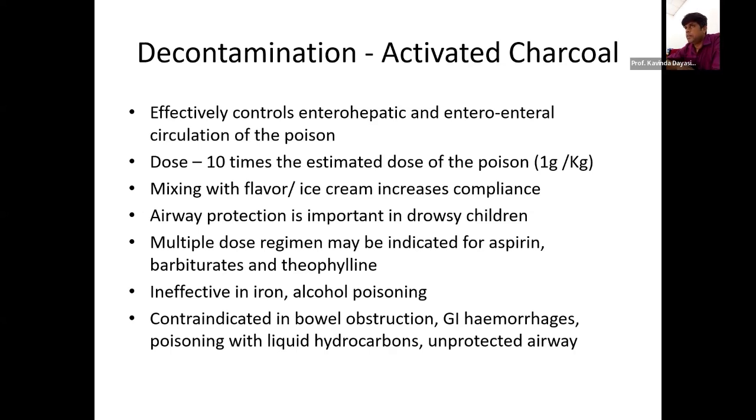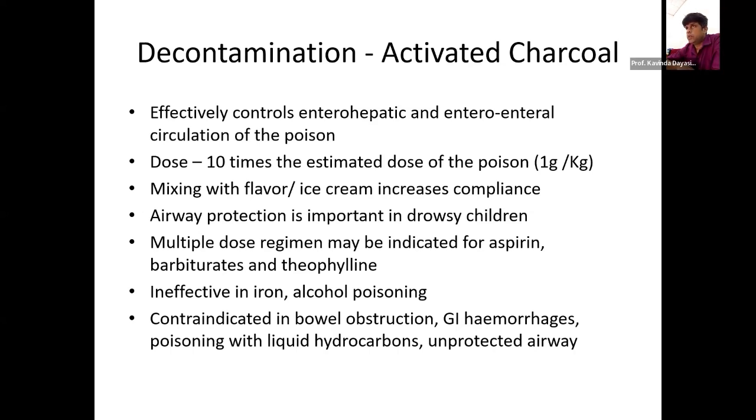The dose depends on the weight of the child. The standard dose is 1 gram per kilo. So if the child's weight is 20 kilos, the dose of activated charcoal is 20 grams. And children generally, especially younger children, refuse activated charcoal because of its unfavorable taste. It's recommended that you mix it with some flavoring agent like yogurt or ice cream, so that will increase its palatability and the compliance.